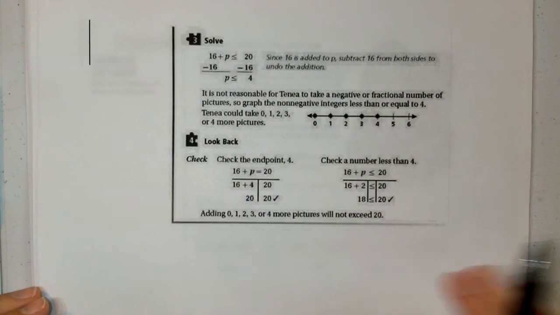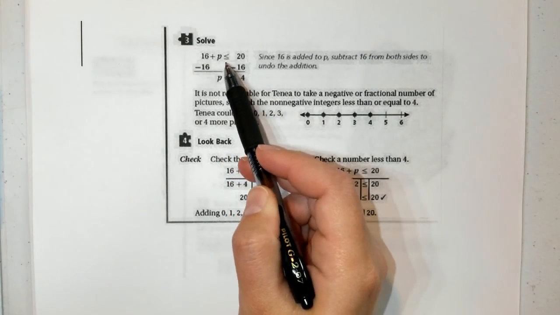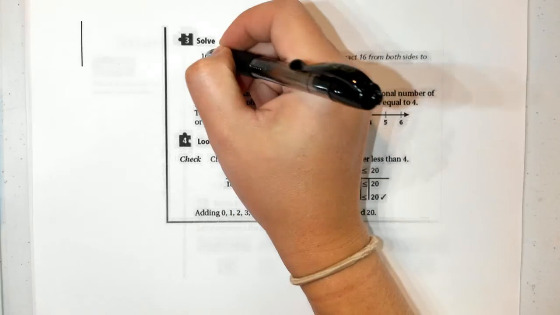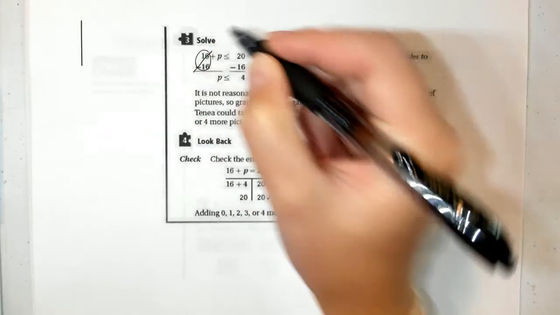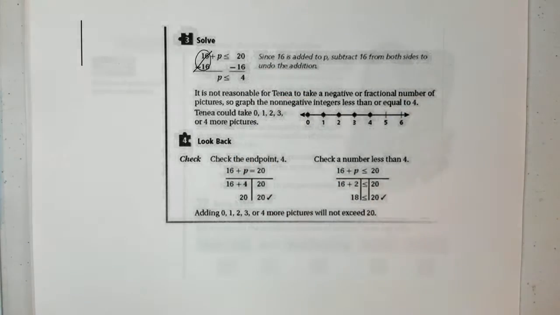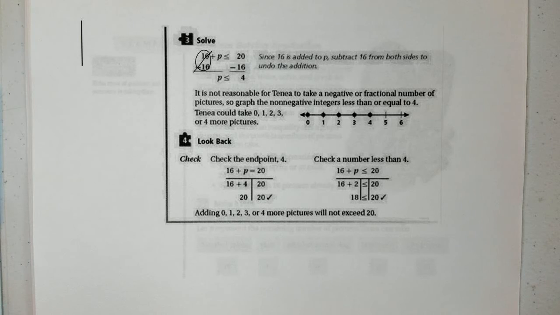So now that inequality, we're going to go and solve it. So 16 plus P is less than or equal to 20. I'm going to subtract 16 from both sides. 16 minus 16 gives me 0, so I'm left with P. Less than or equal to 20 minus 16 gives me 4. So P is less than or equal to 4.